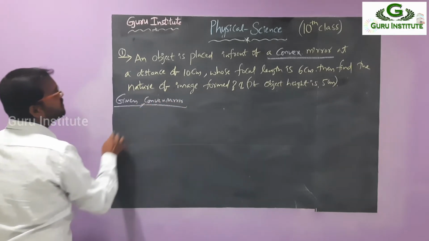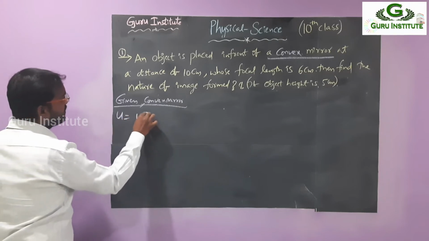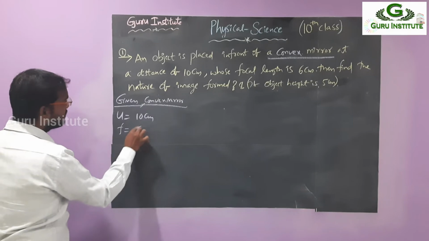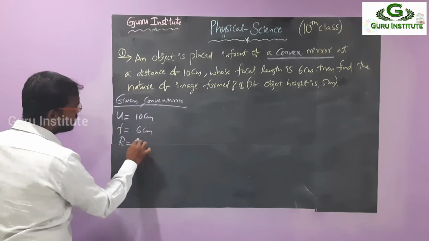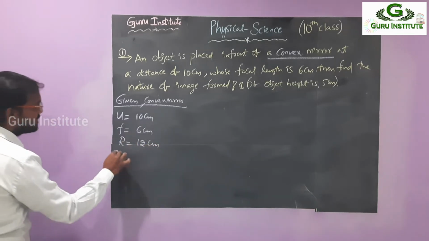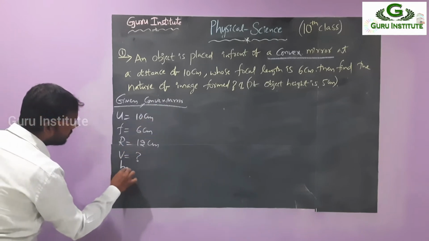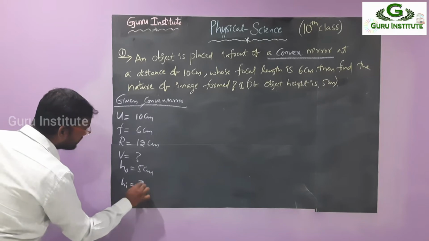So then, object distance is 10 centimeter. We will write the sign convention later. Whose focal length is 6 centimeter. So automatically, with focal length 6 centimeter, R is equal to 2f, 2f means 12 centimeter. What we have to find: the nature of the image, then what is V, and the height of the object is given. H0 is 5 centimeter. Then what about the Hi? That is the nature. This is the asking question.